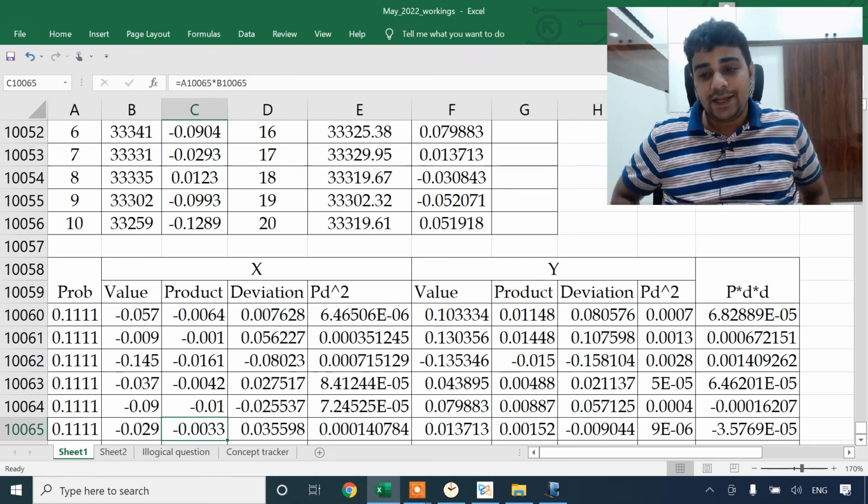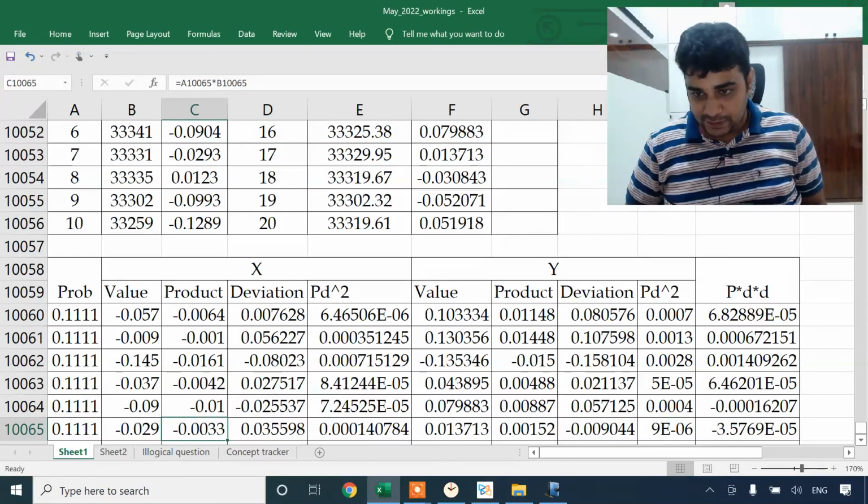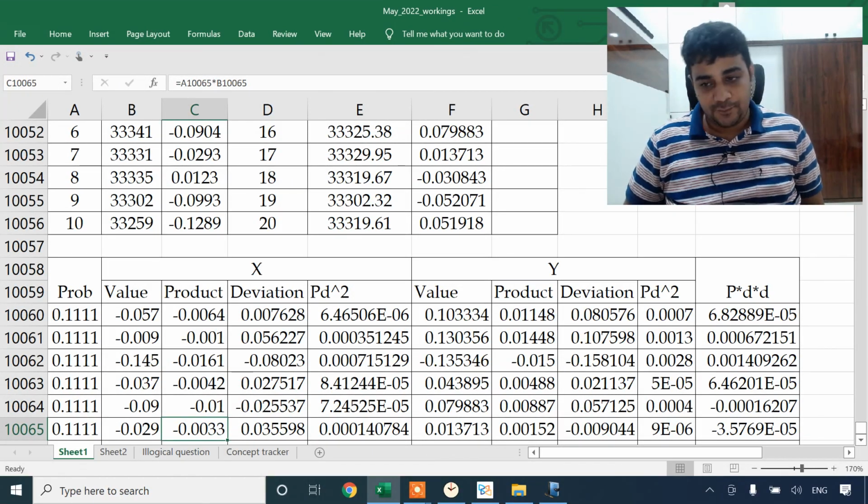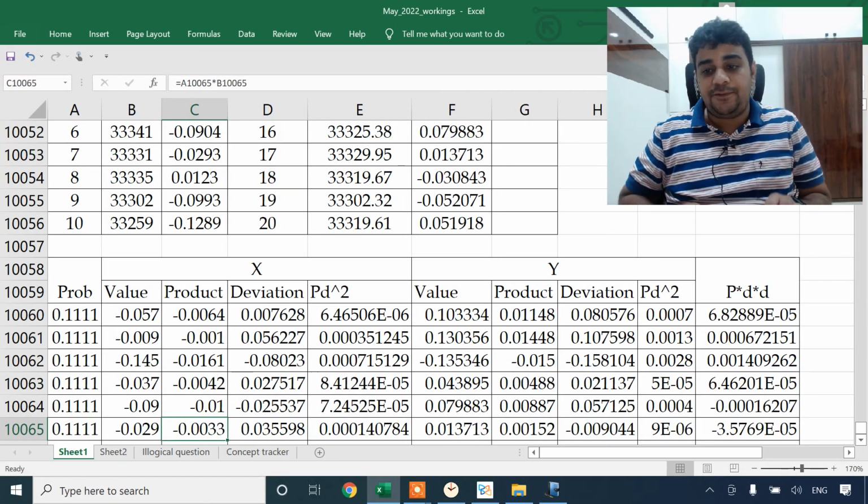If correlation is between maybe minus 0.25 and plus 0.25, the market is efficient, weak form of efficient. Otherwise, it's an inefficient market.